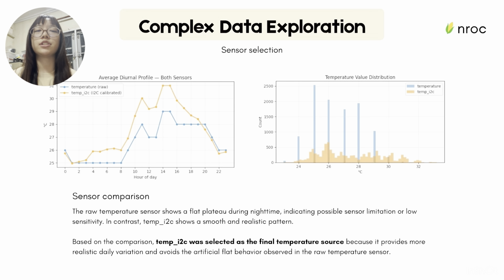We had 2 temperature sensors and needed to pick one. The raw sensor temperature showed a flat plateau at night, while TempI2C showed a smooth, realistic diurnal curve throughout the day and night. The value distribution confirmed this: the raw temperature produced integer-like spikes, while TempI2C gave a continuous distribution. Therefore, we selected TempI2C as our temperature source.